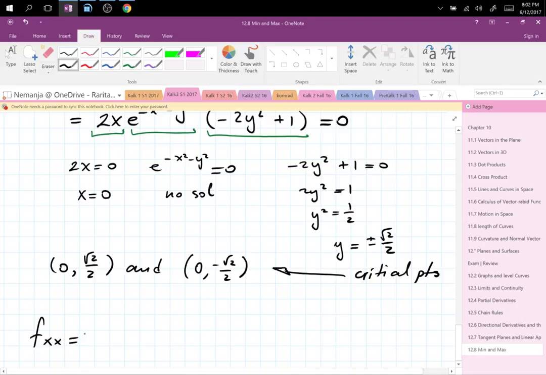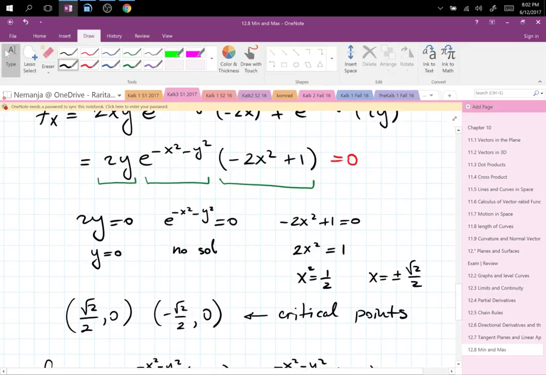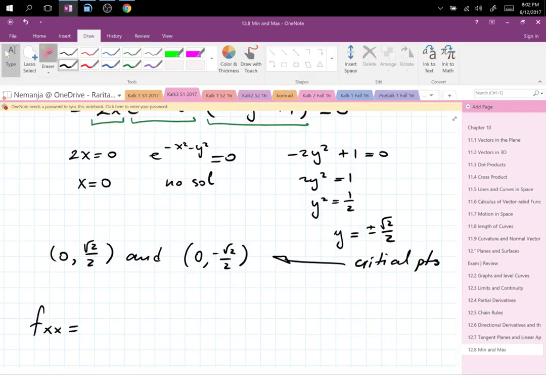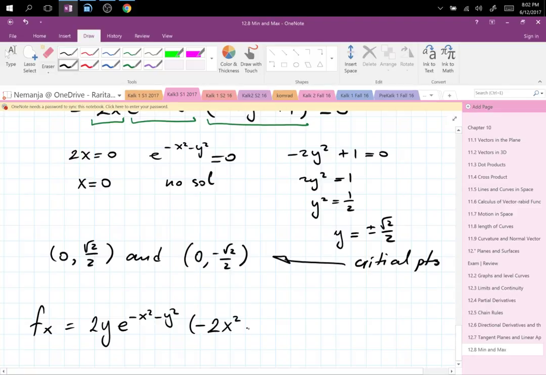So now f_xx. We have to find our first partial derivative, there it is, f_x, and take the derivative of that. Because it's so nice, I'm going to first write this derivative so I can take the derivative underneath. It was 2y e^(-x² - y²) times (-2x² + 1). We don't need it equal to 0, just the derivative.